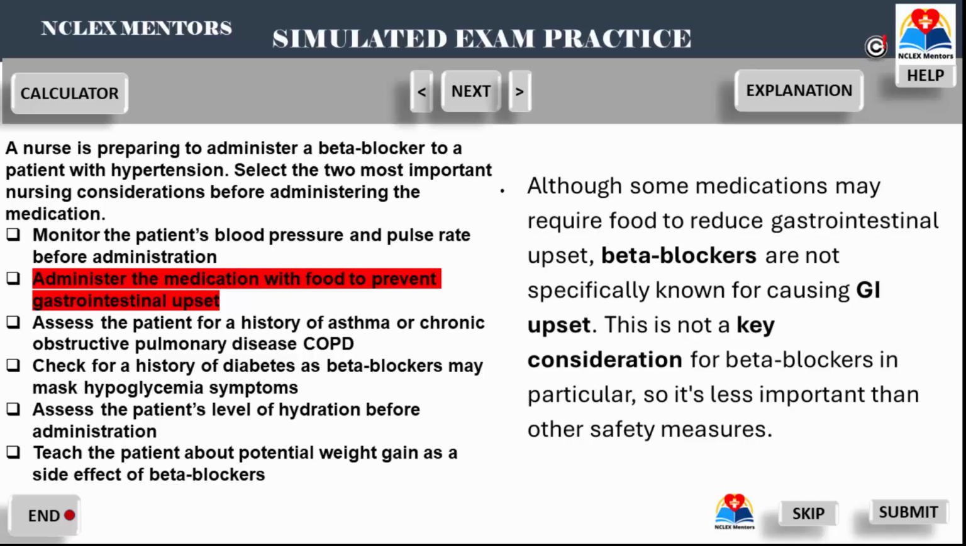Option 2. Administer the medication with food to prevent gastrointestinal upset. Not a priority. While some medications must be taken with food, beta blockers are not particularly known for causing GI upset. This is not a major concern before administration.